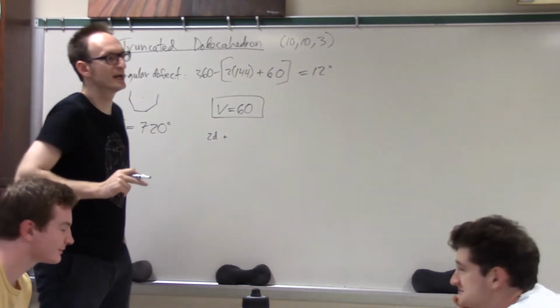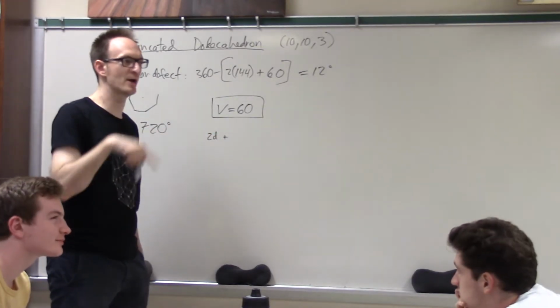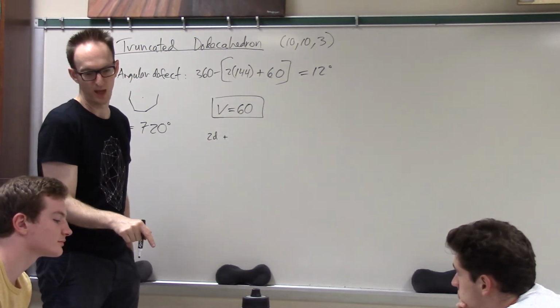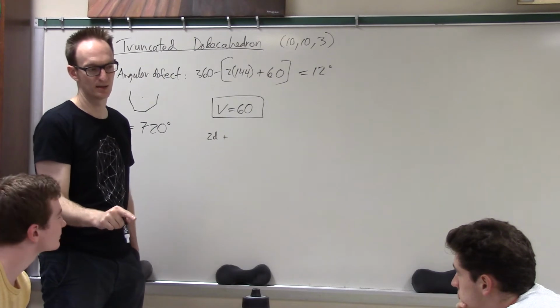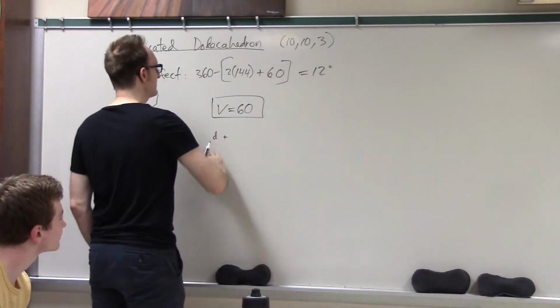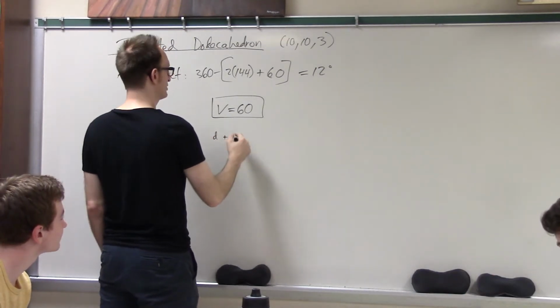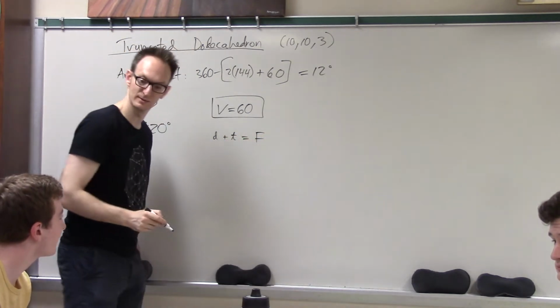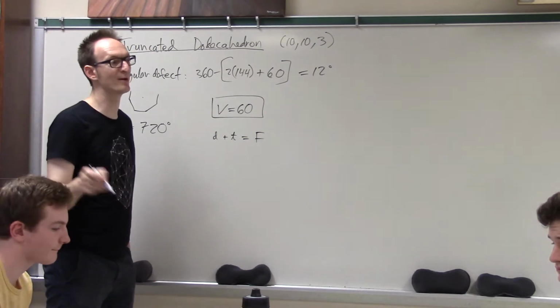Suppose I just go through counting all the decagons. So we go decagon, decagon, triangle. If I add up the number of decagons plus the number of triangles, then I just get the number of faces. That's a fact. But now, suppose I'm counting vertices.